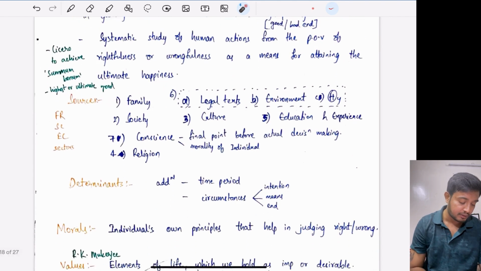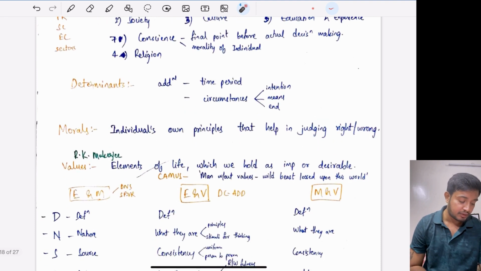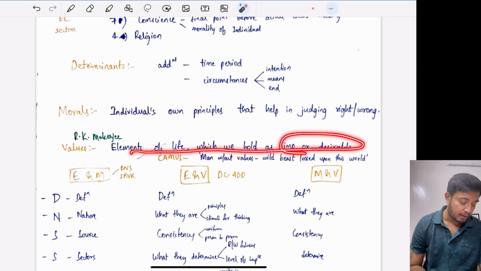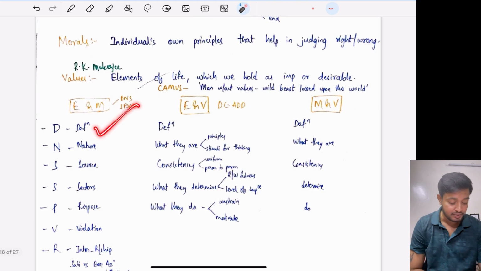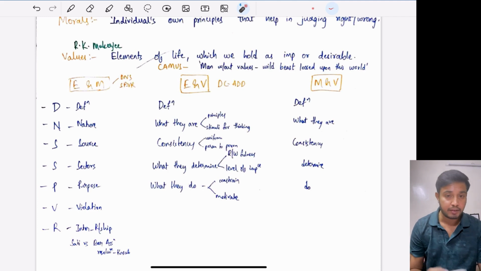These are the determinants. This is the definition of morals which I would quote, and this is the definition of R.K. Mukherjee's values, elements of life which we hold as important or desirable. And when it comes to ethics and morality, I used to think on these lines. I need to write one definition. I need to differentiate the nature of ethics and morality, the source of ethics and morality, the sectors where ethics is more important, like professional ethics of doctors, lawyers, and such other things, and where morality becomes more important in the private life. What is the purpose of ethics?